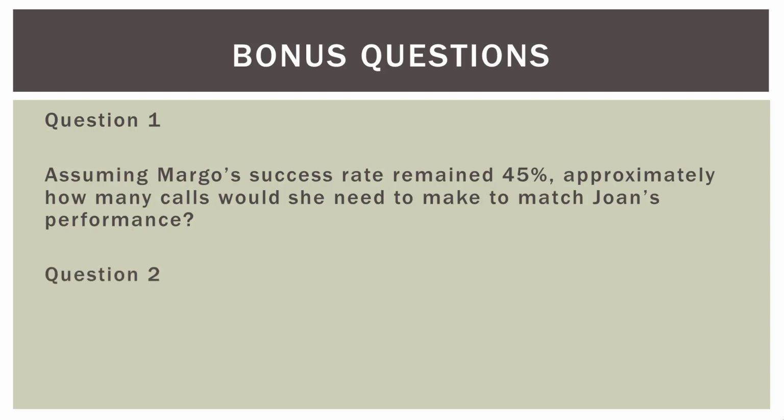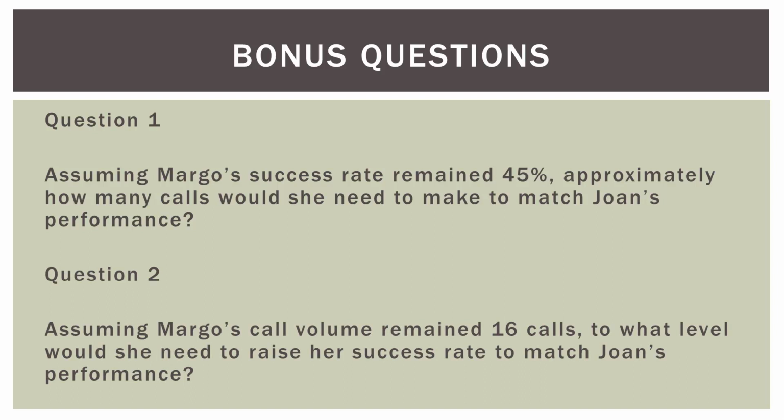performance. Here's question 2. Now let's flip it. Assume Margot's call volume remains 16 calls. To what level would she need to raise her success rate to match Joan's performance? So in question 1, we are keeping Margot's success rate constant, and then we're looking for how many calls she would need to make to match Joan's success. In question 2, we're keeping her number of calls constant, and then we're asking what success rate she would need to match Joan's performance. So if you want, go ahead and pause the video here and actually try to figure that out. Try to guess what you think that's going to be.